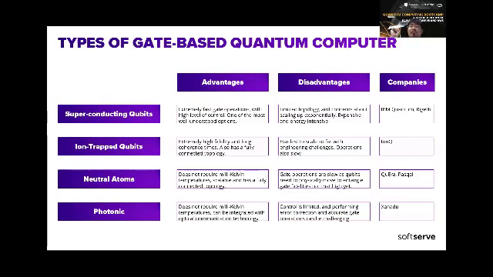Unidirectional means you can do your control target one way but not the other. Bidirectional means you can do the control target both ways. Okay, yeah.